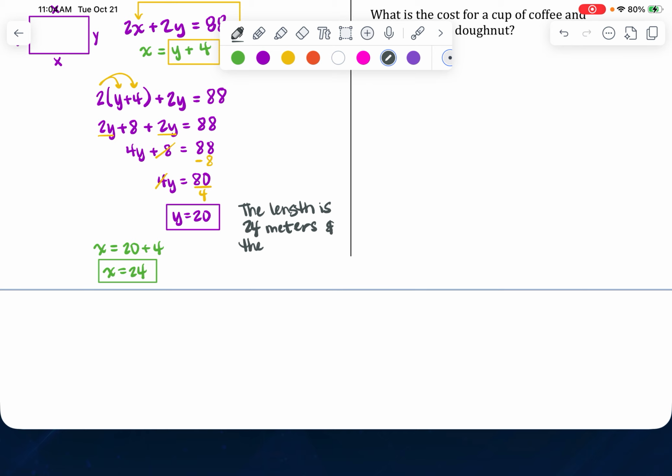And the width is 20 meters. Make sure you put those meters in there, right? We want to have our units of measure so the person reading our answer knows exactly what our answer is in context of the problem. Okay, voila.